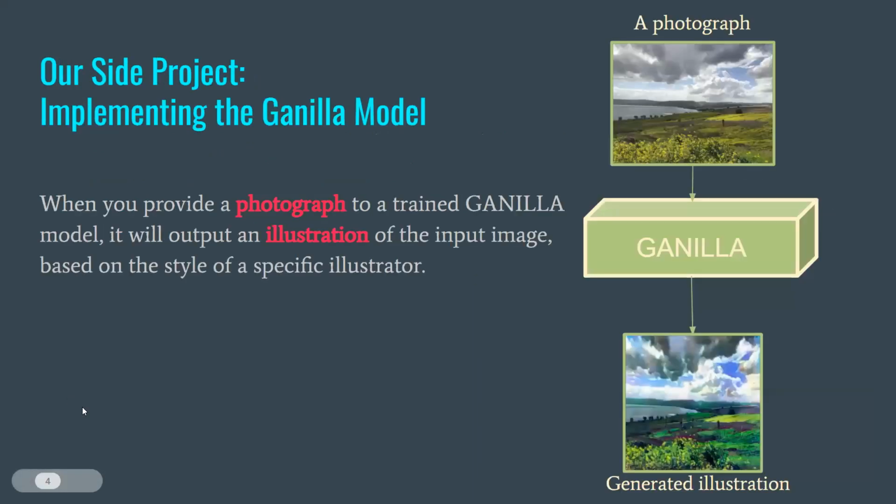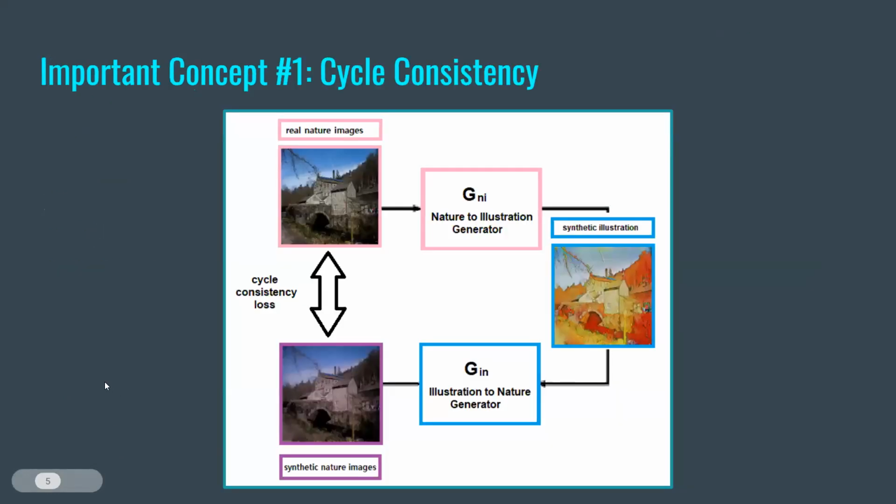So technically, after you train a model with a data set of a specific illustrator, you get this machine, the trained model, which knows how to imitate a specific illustrator. So here, for example, you can see a picture of the Sea of Galilee. And when you enter that into Ganilla trained on Miyazaki images, you can see that the output preserves the same content, but gets some different coloring that is more Miyazaki-like.